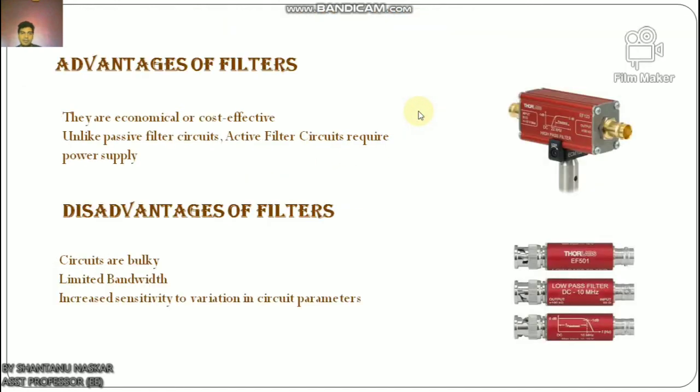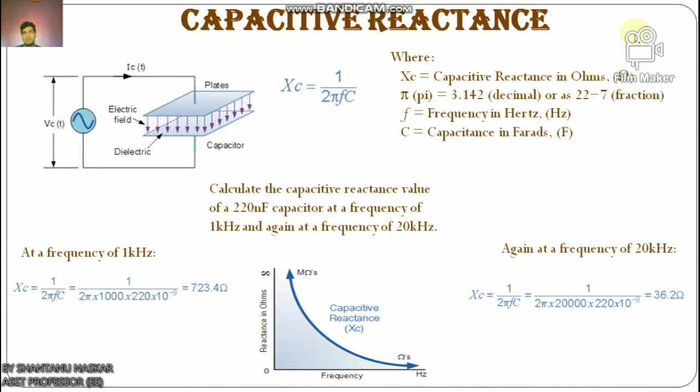Now we will discuss the advantages of filters. They are economical or cost effective. Unlike passive filter circuits, active filters require a power supply. And disadvantages of filters: the circuits are bulky, have limited bandwidth, and increased sensitivity to variation in circuit parameters. Okay, so next we will discuss all types of filter.